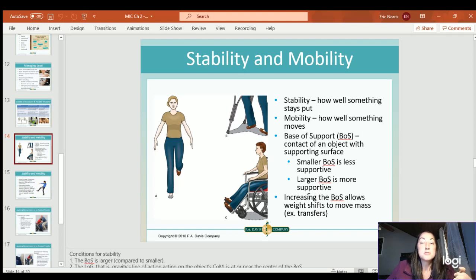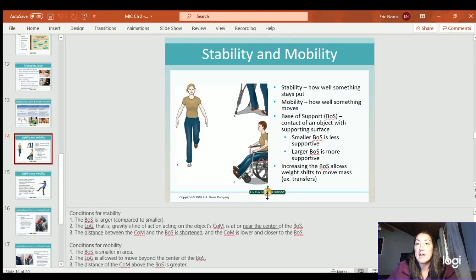Another thing that we use this for is transfers. Increasing your base of support allows you to shift your weight side to side, front to back, so that you're able to take on the extra weight of the patient and move them where you need to without hurting your back. So we widen our base of support and have a lot of wiggle movement that we can lean towards without losing our balance.